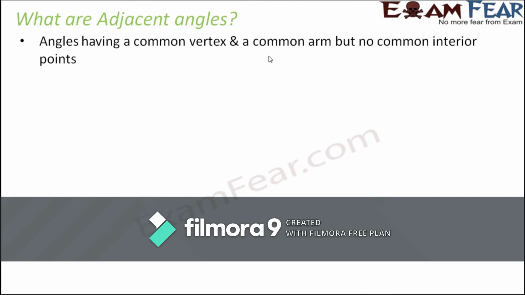So adjacent angles are those angles having a common vertex and a common arm but no common interior points. Now these are very important. In order to decide whether two angles are sitting next to each other or not, we have to check that they share a common vertex and a common arm. This would prove that they are actually sitting next to each other. But there is an important criterion that there should be no common interior points, so that we know that they are actually sitting next to each other and not within each other.